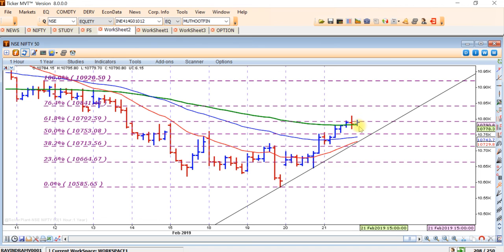If at all I open any kind of trade today, I'll certainly close it. I will not carry it forward for Monday. So this is my trading strategy for Nifty today.